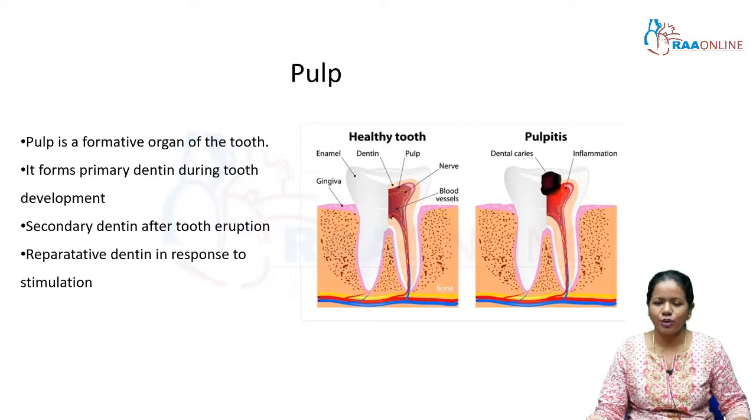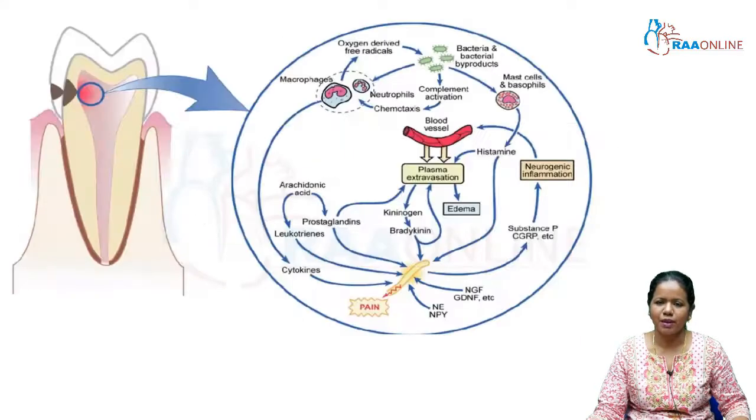Pulp is a formative organ of the tooth. It forms primary dentine during tooth development, secondary dentine after tooth eruption, and reparative dentine in response to stimulation. When someone helps and protects us from bad impact or injury, they have a special importance in our life, isn't it? Similarly, this pulp is very important to the tooth. Though enamel and dentine are present, pulp definitely has a special place.